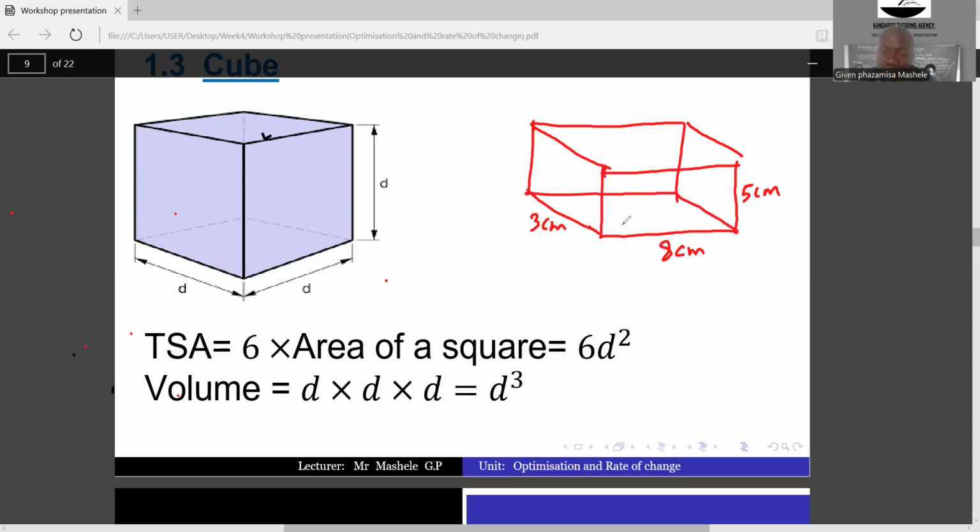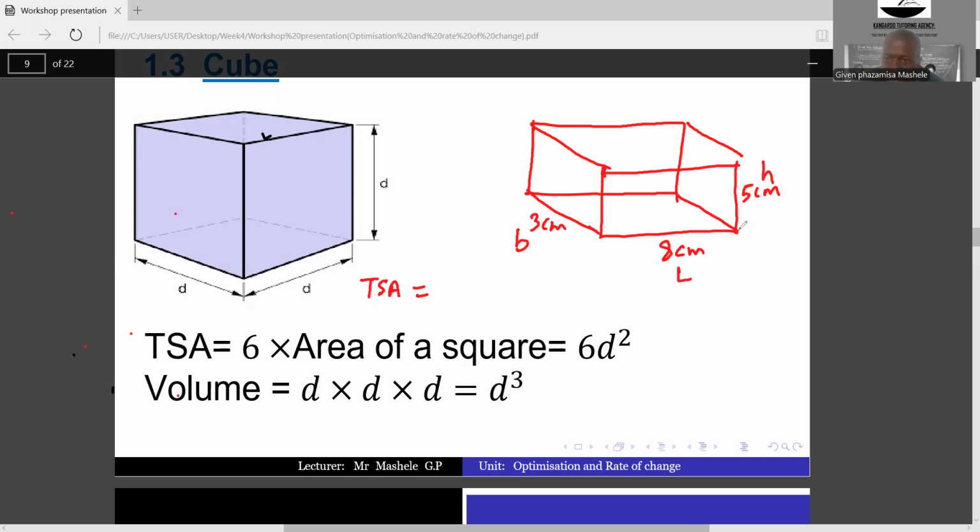And we are asked to determine the volume of this box and its surface area, or total surface. Guys, that's why I said you do not have to cram the formula. You have to understand what you are doing. From here, we can determine the total surface area like this. We know this is the length, this is the breadth, and this is the height.